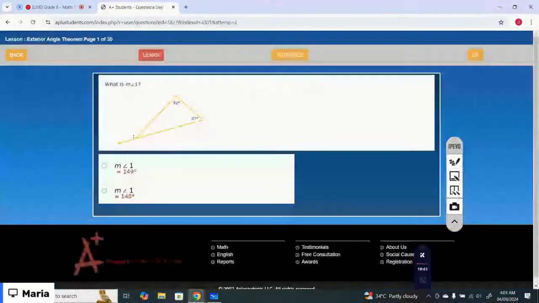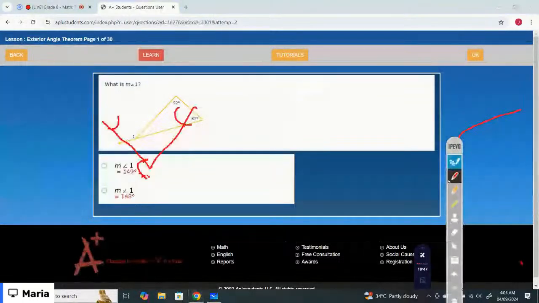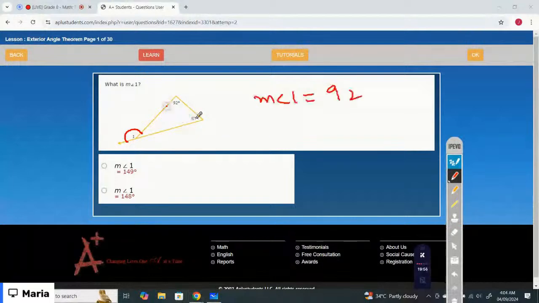Okay, measurement of angle 1. So angle 1 is an exterior angle, right? So the exterior angle equals the sum of the opposite two interior angles. So the opposite two interior angles are 92 and 57. So which is the correct option? 92 plus 57, that is 149 degrees. Option number 1 is the correct option.